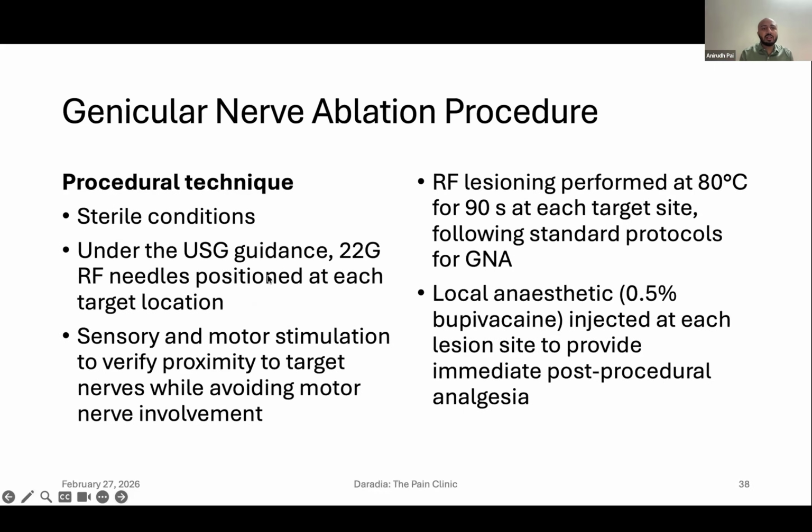The procedure was done under aseptic precautions, and sensory and motor stimulation was done before starting the lesioning. The lesioning was done at 80 degrees Celsius for 90 seconds at each target site. Post-procedure, 0.5% bupivacaine was injected at the lesion site.